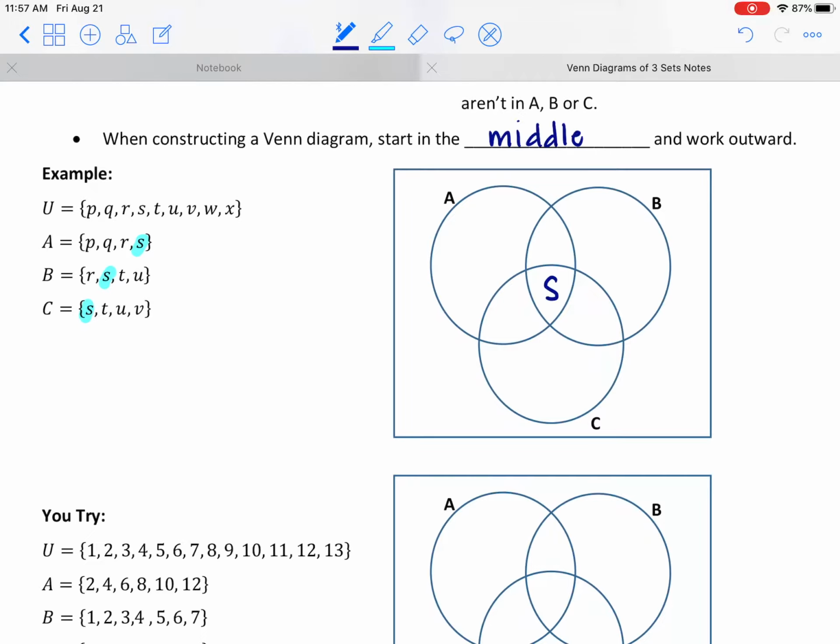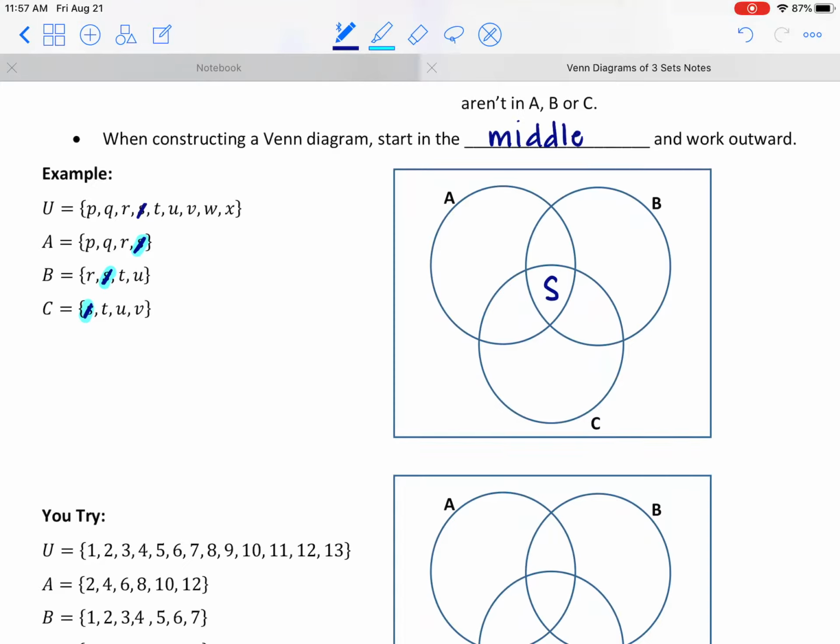Now, as we use elements, we want to cross them off all of the lists to make sure that we're accounting for everything. So S has been placed in the middle. I'm going to cross S off of each of the lists, including the universal set. Okay, now we're going to work out to the next set of overlaps.